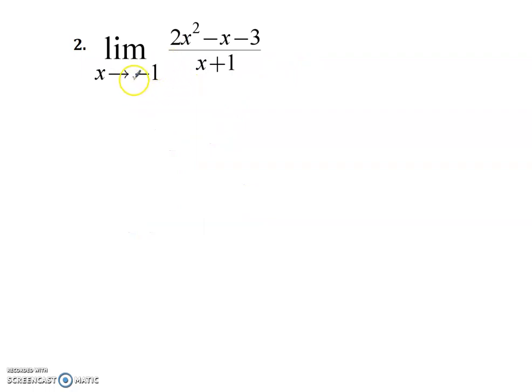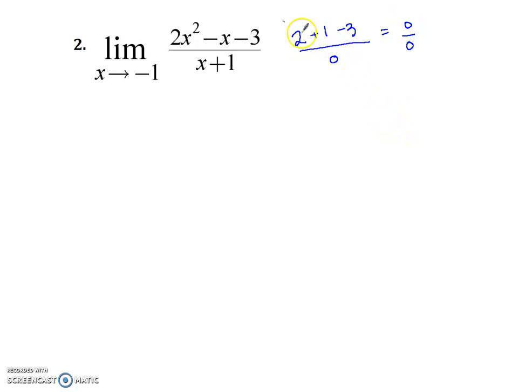On this next example, we've got the limit as x approaches -1 of 2x squared minus x minus 3 over x plus 1. So the first thing I'm going to do is plug in -1, and I can see on the bottom, -1 plus 1, that's going to be 0. On the top, -1 squared is going to be positive 1 times 2 is going to be 2. And then minus a -1 is going to be plus 1 minus 3. Okay, so I'm going to have 3 minus 3, 0 over 0.